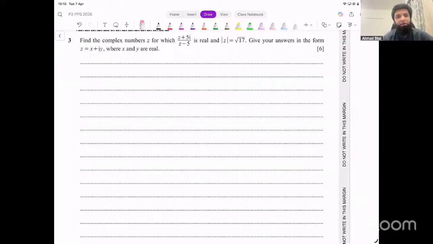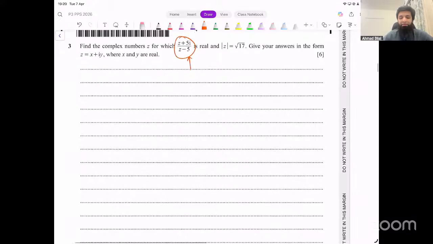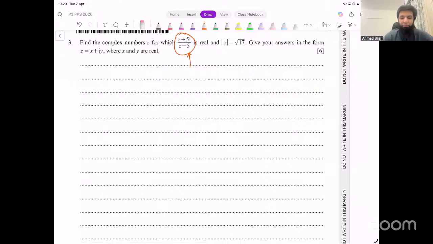Now, how do we think about this? When they say something is real, what does that mean? There's no imaginary part, right? The imaginary part is going to be 0. The real part will have some value, but the imaginary part is going to be 0. This thing has an imaginary part equal to 0.